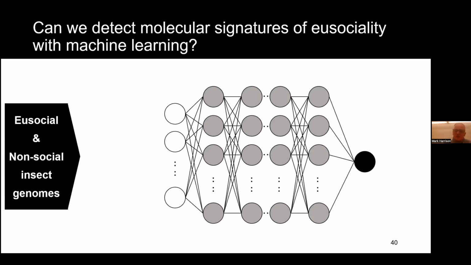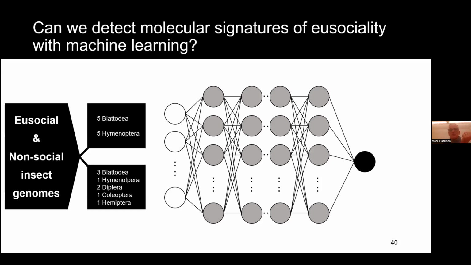And I developed a tool which classifies sequences into originating from a eusocial or non-social genome. And I tested this on 10 available eusocial insect genomes and 10 non-social insect genomes. This was because at the time we only had 5 termite genomes. So 5 termite genomes and then 5 eusocial hymenopteran genomes. And then to balance it all out, I took 10 non-social genomes from different orders.